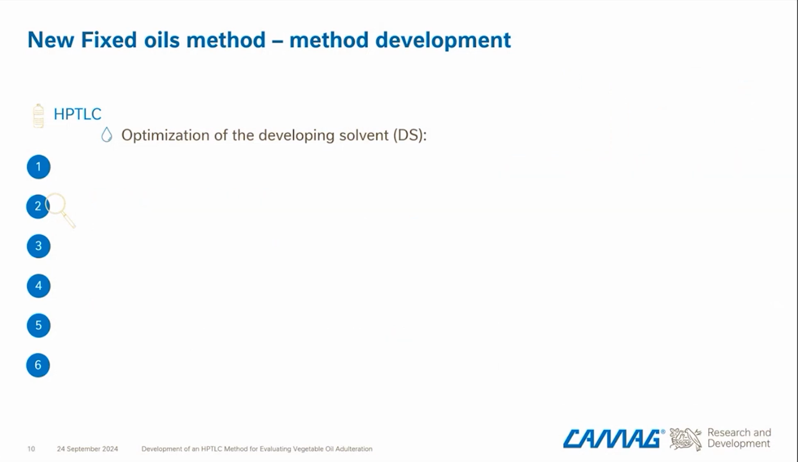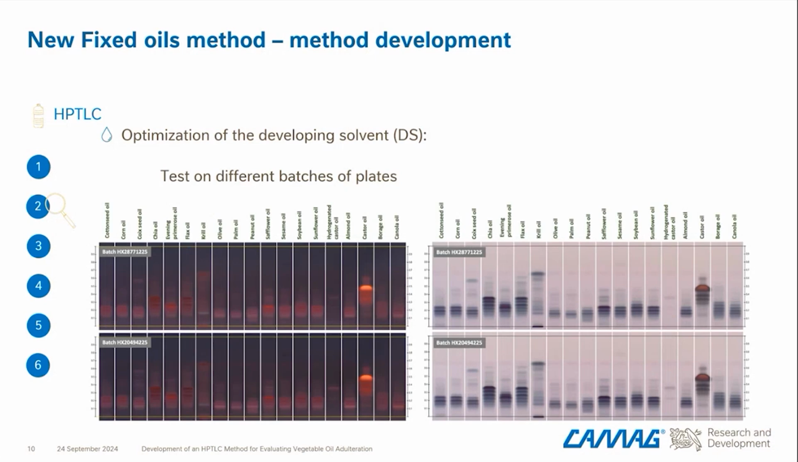To be sure about the reproducibility of the developing solvent, what we have done is test this solvent on different batches of plates. We have here some results. You have two different batches, and you see that the same oil gives you exactly the same fingerprint in the other batch. So the method is reproducible batch to batch, which was quite complicated with the current method.